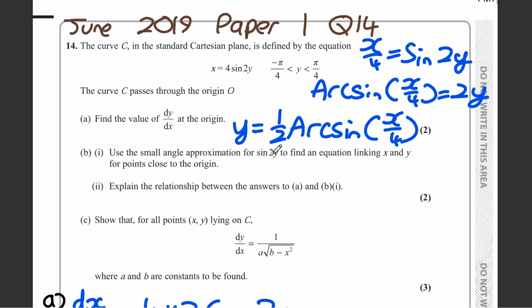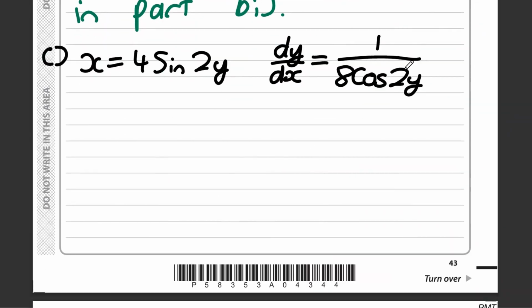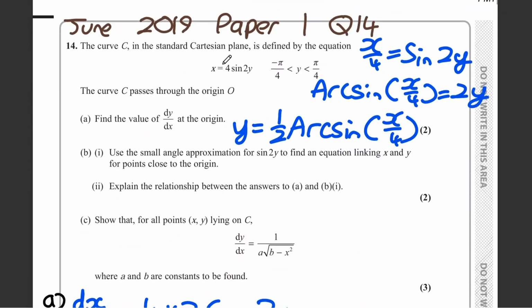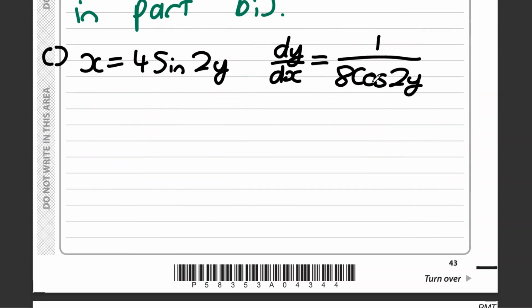The way the mark scheme suggests to do it is, in part A we figured out that dy over dx is equal to 1 over 8 cos of 2y, and I've written this down here, and we're also told that x is equal to 4 sin of 2y in the question. So this dy over dx, we need to write in terms of x, but at the moment it's written in terms of y. This here, if we divide both sides by 4, we get x over 4 is equal to sin of 2y.